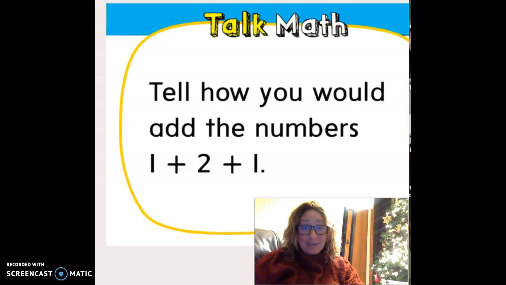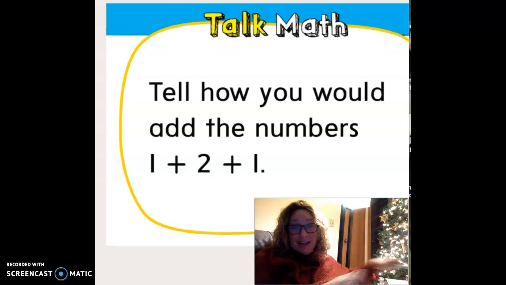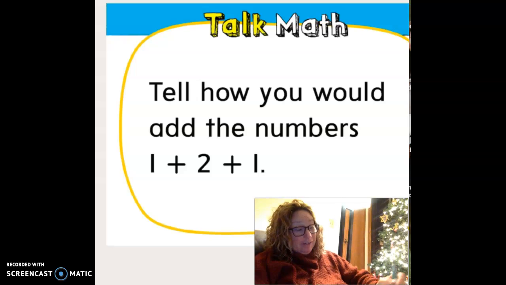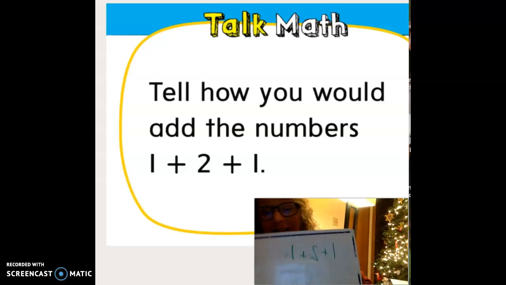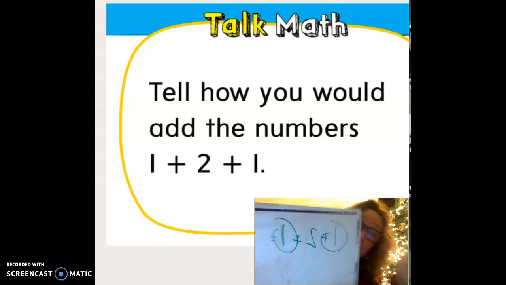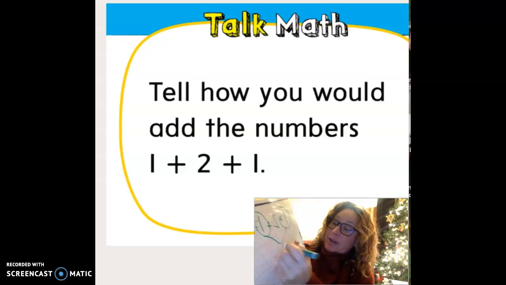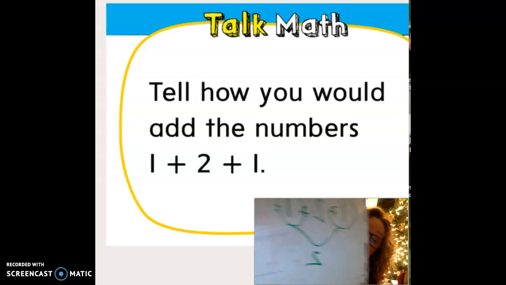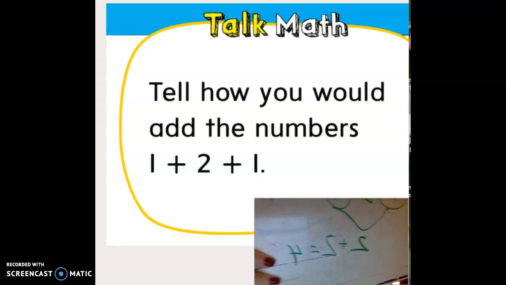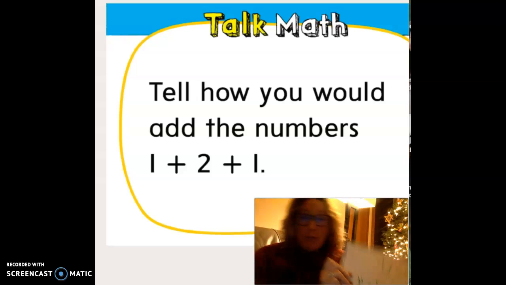Great. Yes, there's many different ways you could do that. Now, I was thinking when I saw 1 and 2 and 1, right away, I see that there's 2 ones. So I'm going to circle those, and I know 1 and 1 is 2, and 2, and then add that 2 equals 4. Okay, you may have done it that way.